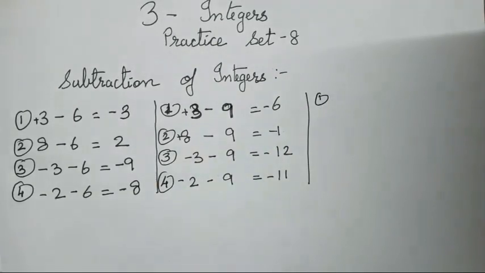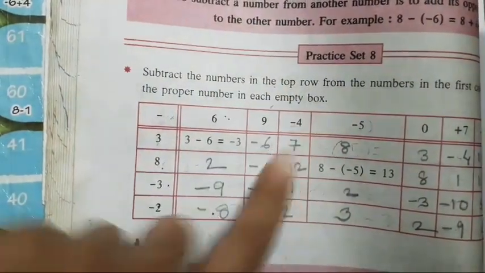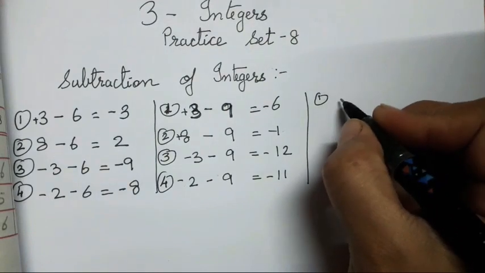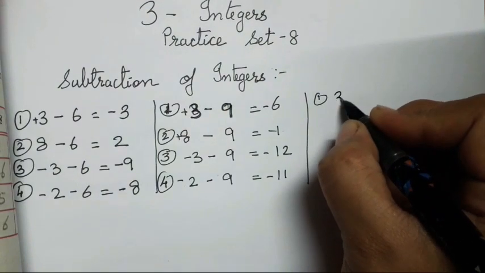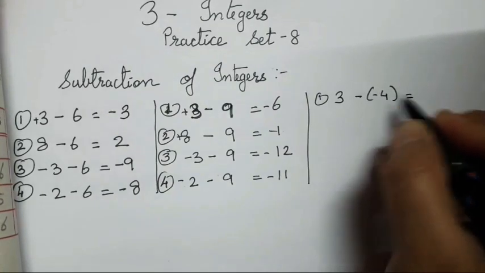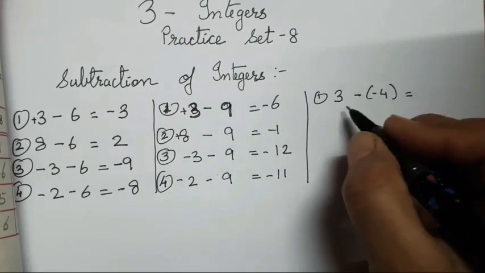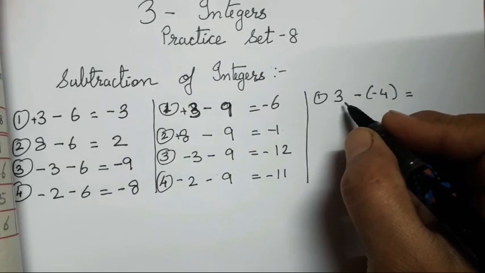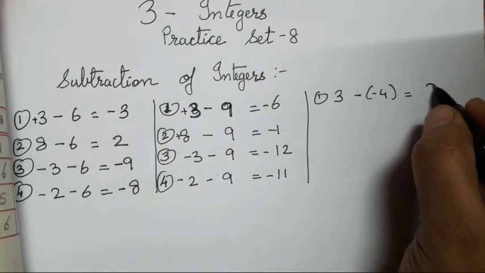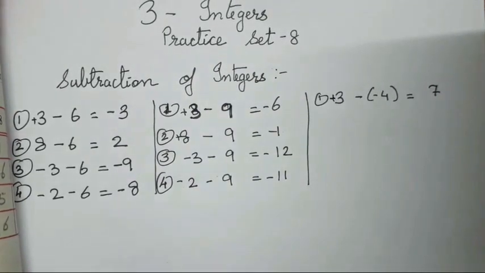Next we will be taking all these numbers along with minus 4. Now this will be a little difficult for you all to understand, so watch it properly. 3 minus minus 4. So minus and minus is going to be plus. Okay, so 4 plus 3 is going to be 7. Okay, now over here the plus sign was there.